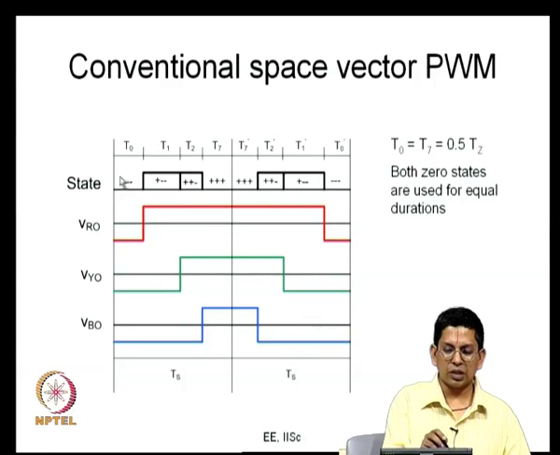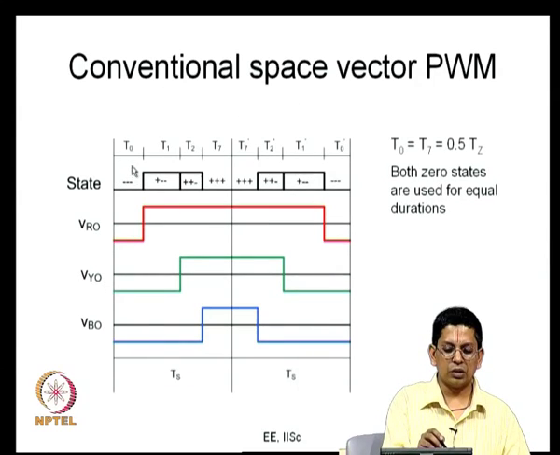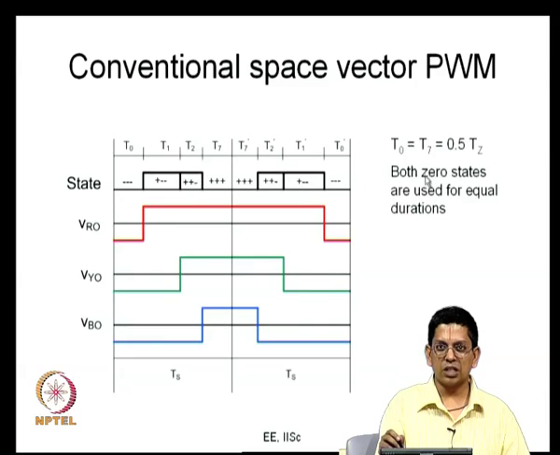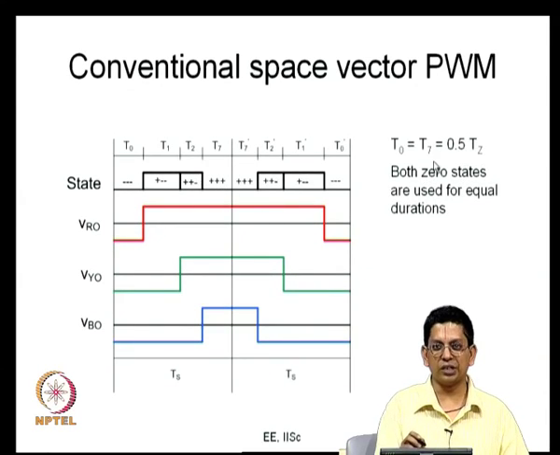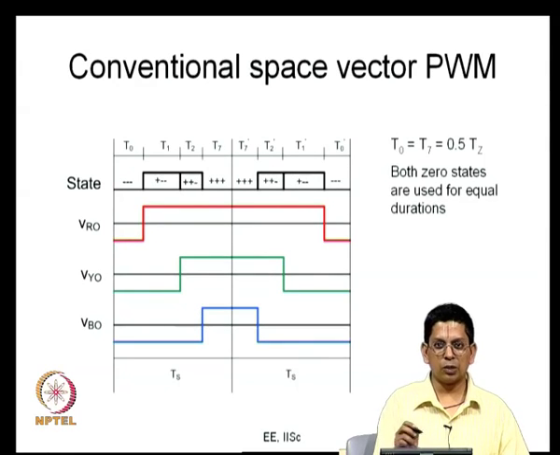The 2 0 states in conventional space vector PWM, what is called T 0 and T 7, are applied for durations T 0 and T 7. T 0 equals T 7 equals 0.5 Tz, they have to be totally applied for a duration equal to Tz. So, you are dividing that equally between the two, that is what is done in what is called conventional space vector PWM, which I mentioned earlier is the most popular method. We will be discussing this in much greater detail in the following lecture.